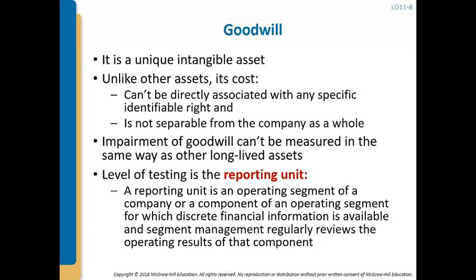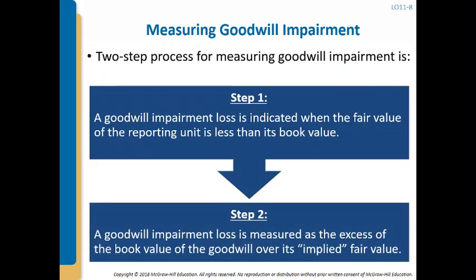Now, management is required to test for impairment once a year, every year. And so measuring goodwill impairment is a two-step process. Step one is a qualitative, and step two is a quantitative, if you will.